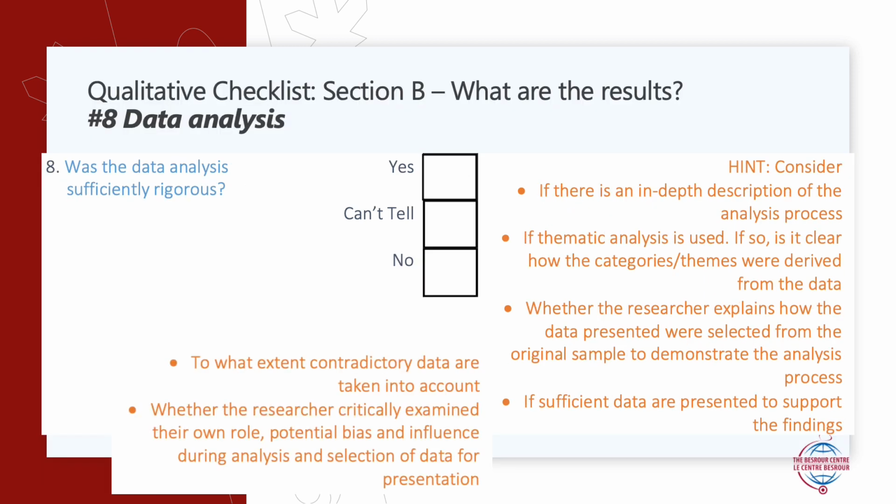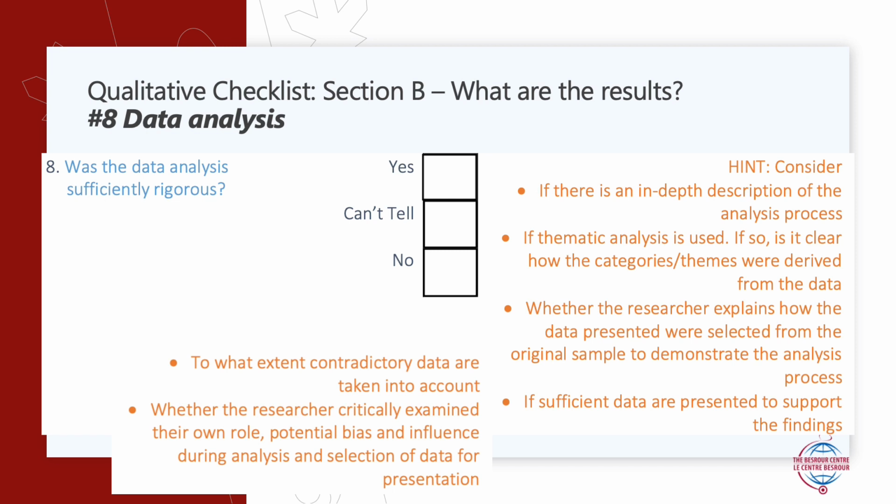So the next part of the checklist for the results section is the data analysis, and this is a big one. So we're asking the question, was the data analysis sufficiently rigorous? Here we want to consider if there was an in-depth description of the analysis process. Often we'll be using thematic analysis in qualitative research.